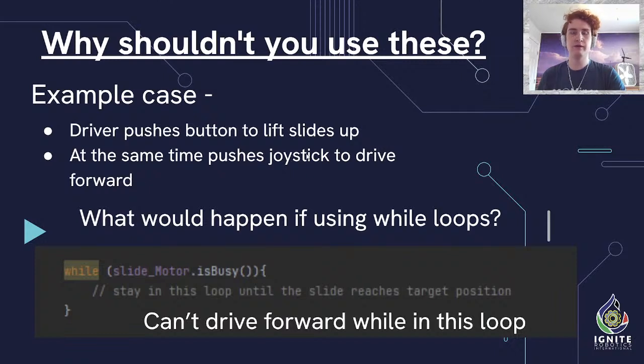So an example that we were kind of talking about earlier, but this is a more concrete example, is let's say you have a while loop that waits until your slides are busy and you have a button that starts the slides moving up. Say you wanted to deposit this here and you need to move the slides upward. So when the driver pushes this button to lift the slides up and it goes into this while loop, it locks you out from doing everything else. All the other update stuff is no longer available to you.